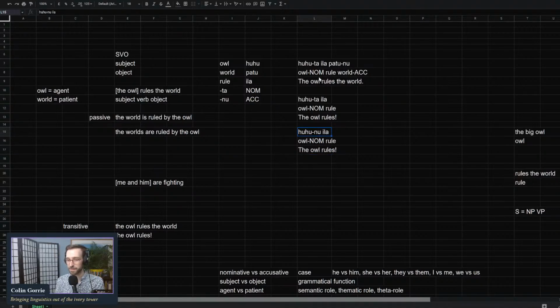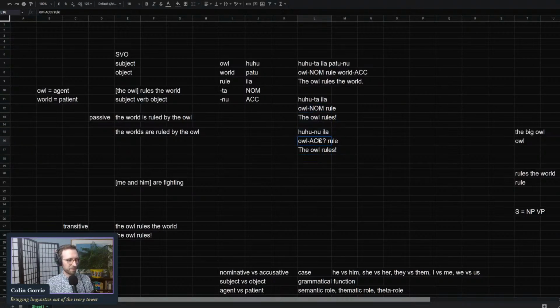It's kind of arbitrary. So there's no ironclad rule that says you have to treat the subject of a transitive sentence the same as the subject of an intransitive sentence. So let's come up with some. It looks like an accusative, right?